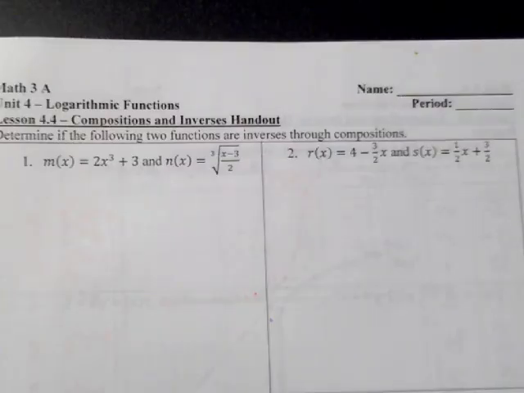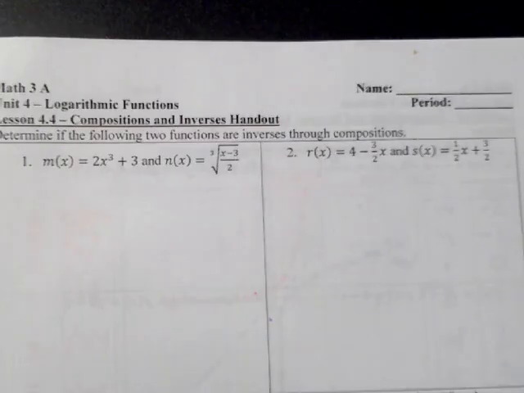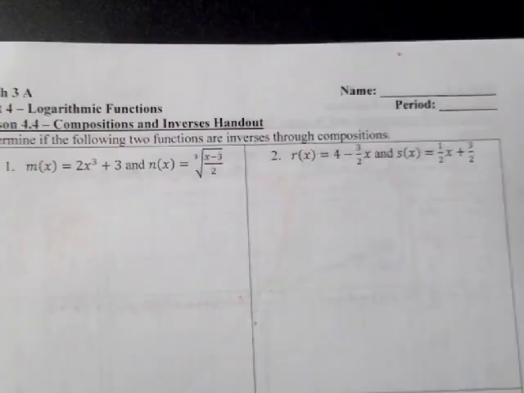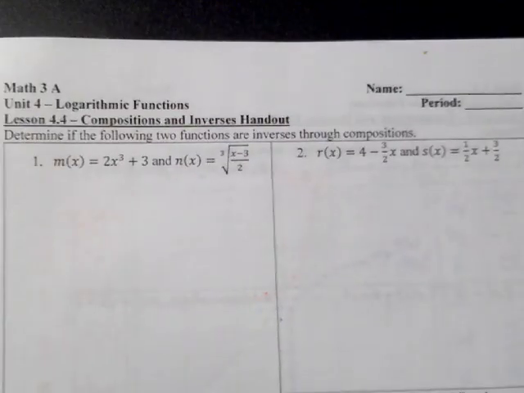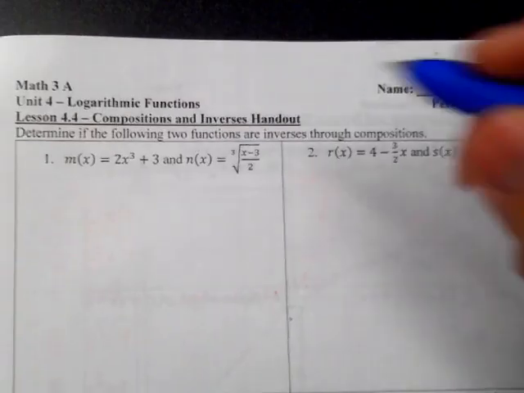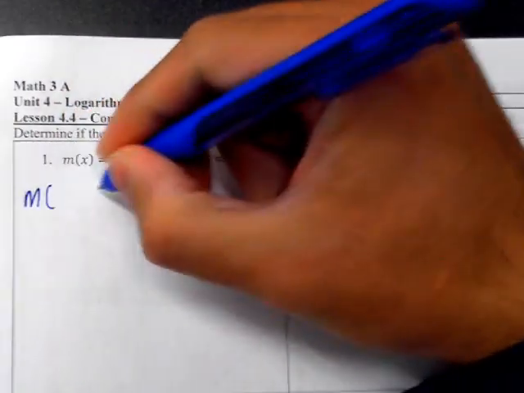Okay, so for problem 1, I'll do m of n of x first. The order doesn't really matter. So for me, m of x is the outer function. So 2x cubed plus 3 becomes 2 parentheses cubed plus 3. And then we will fill in that parentheses with the other function.